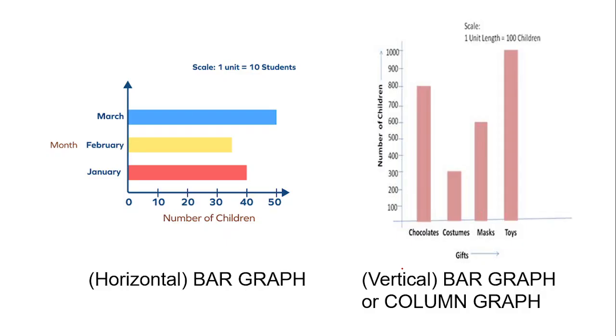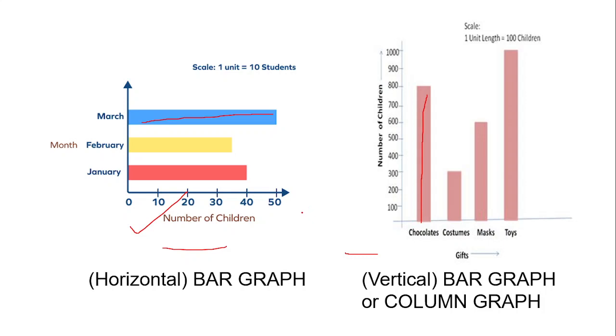Now first we should note that a bar graph can be horizontal or vertical. On the left side we have a horizontal bar graph, and on the right side we have a vertical bar graph. This is a horizontal bar graph. The rectangles are proceeding horizontally, and this is a vertical bar graph. The height is vertical.